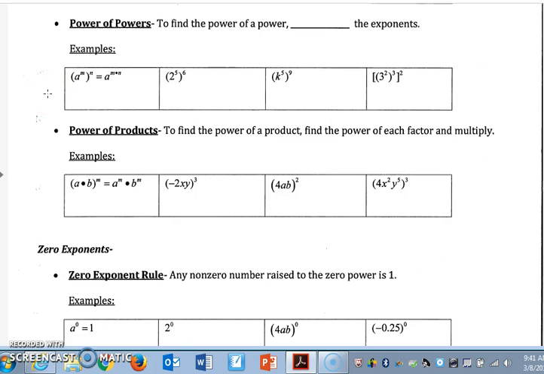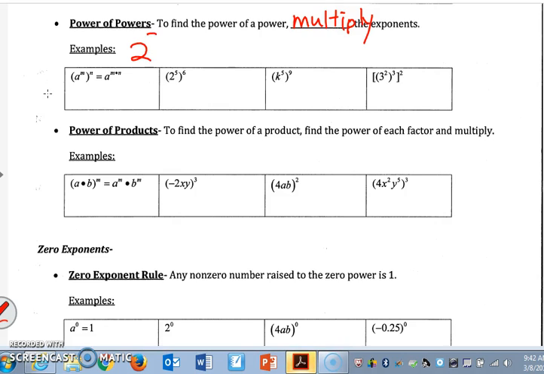Next one, we're going to do power of powers. That means you're going to have power, double. So to find the power of power, you multiply. So please write, multiply the exponents. Basically, this is really simple. I'm going to ask you to write the example here.